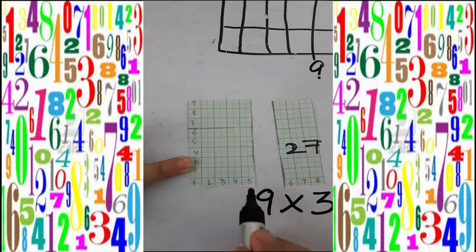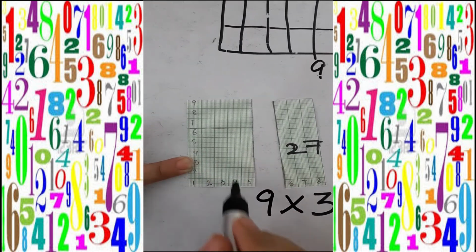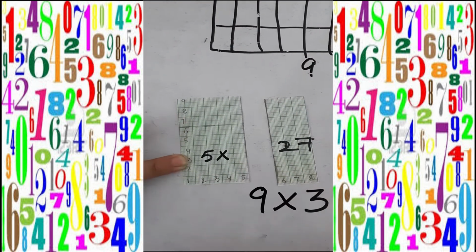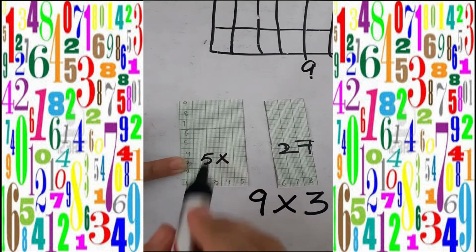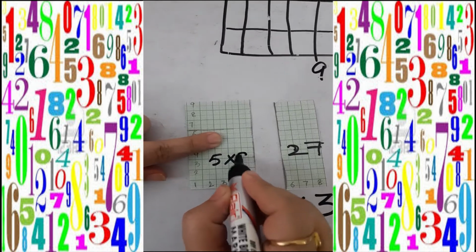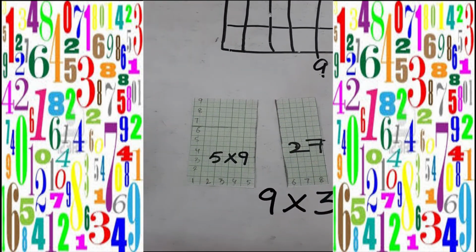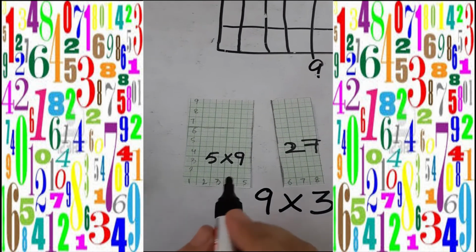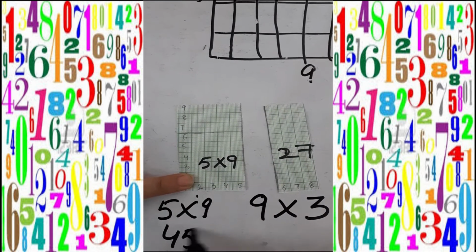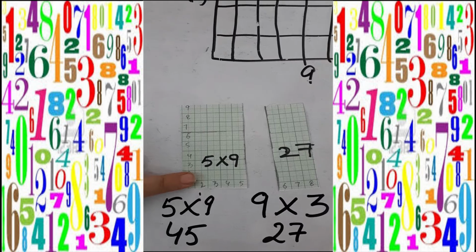1, 2, 3, 4, 5. I have 5 rows and 9 columns. As you can see here, from 1 to 9 I have written. So how many blocks are there? 5 9s are 45. 5 9s is 45, and 9 3s is 27.